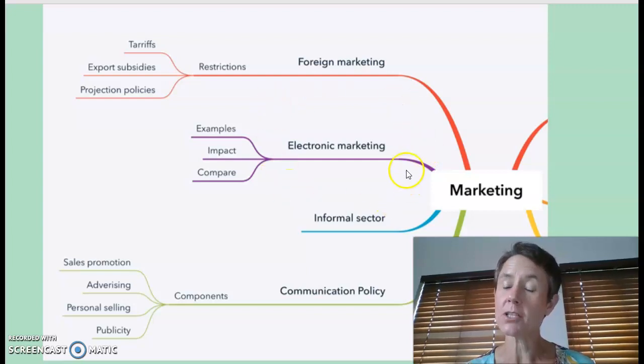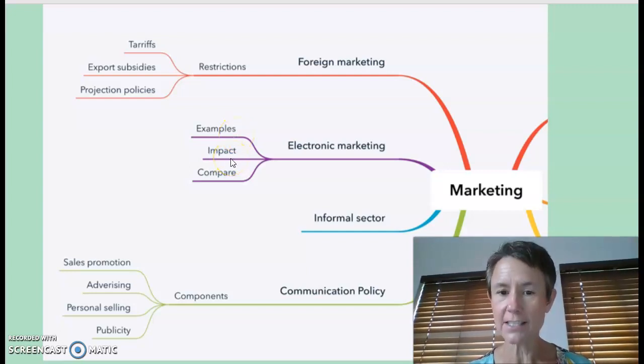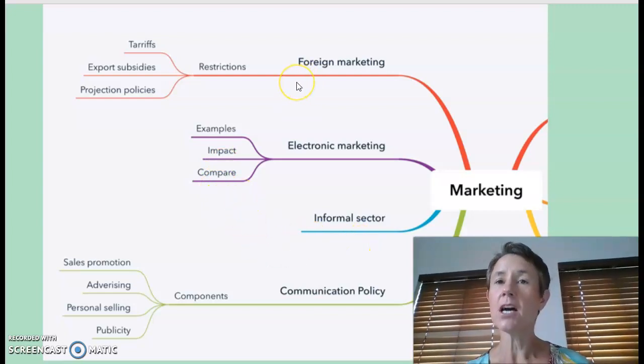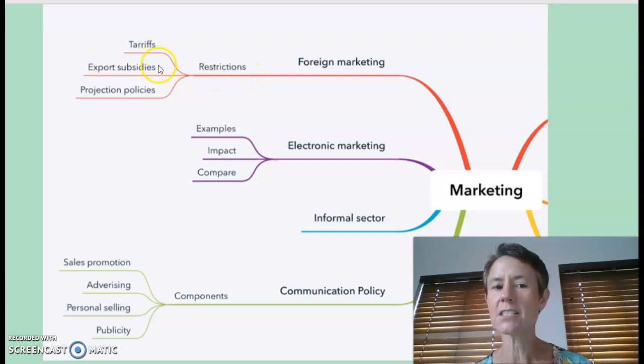We then move on to electronic marketing. We look at the different types of examples that exist, how they impact businesses, and we compare this to how an informal sector would use electronic marketing. Lastly, look at foreign marketing. We look at the restrictions or the regulations that are put on foreign marketing, and these are things such as tariffs, export subsidies, and protection policies, not projection policies.